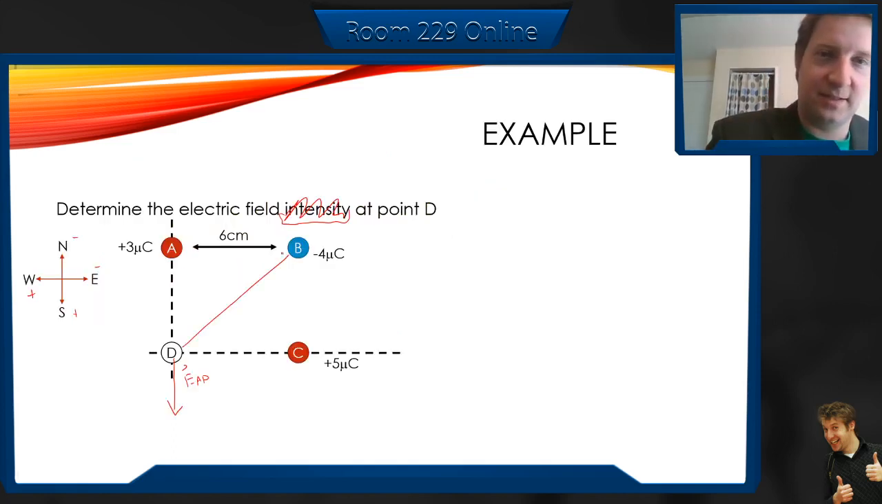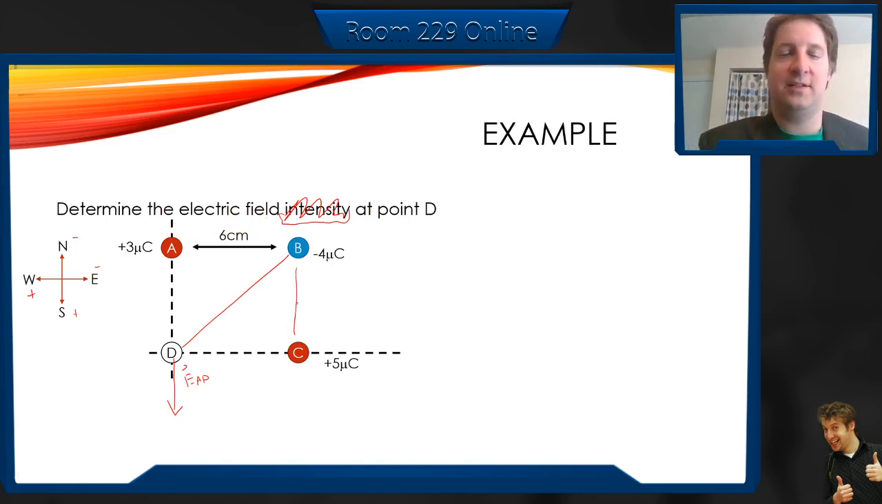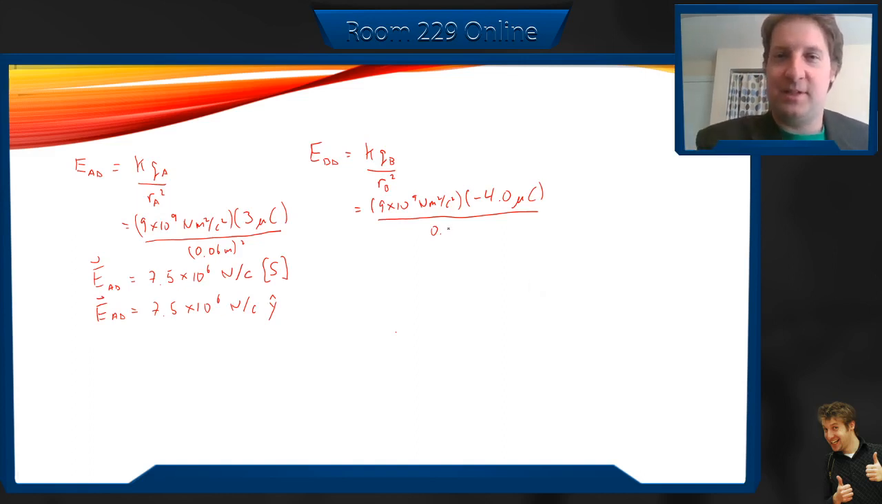What's this distance? So 6 times 6 is 36, 72. So this distance is going to be root 72, something like that. All right, so I would calculate this right: 0.0 4849 meters squared, which is going to give me a value of 5 million newtons per coulomb.